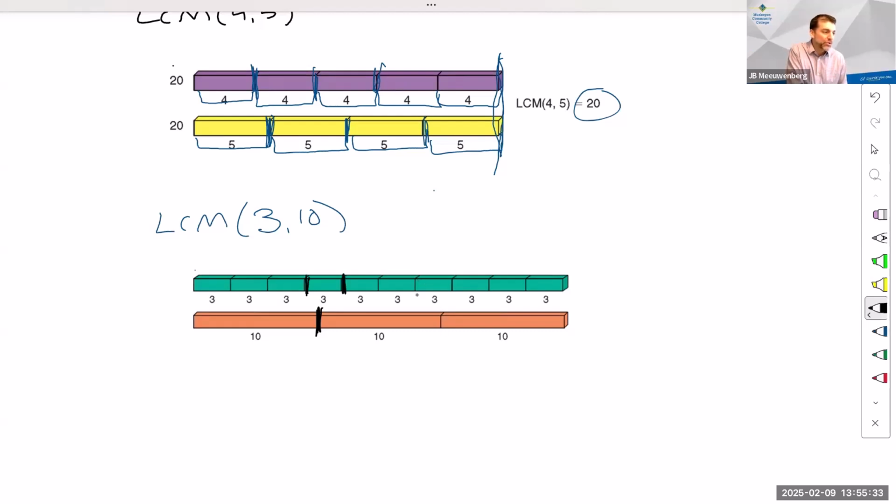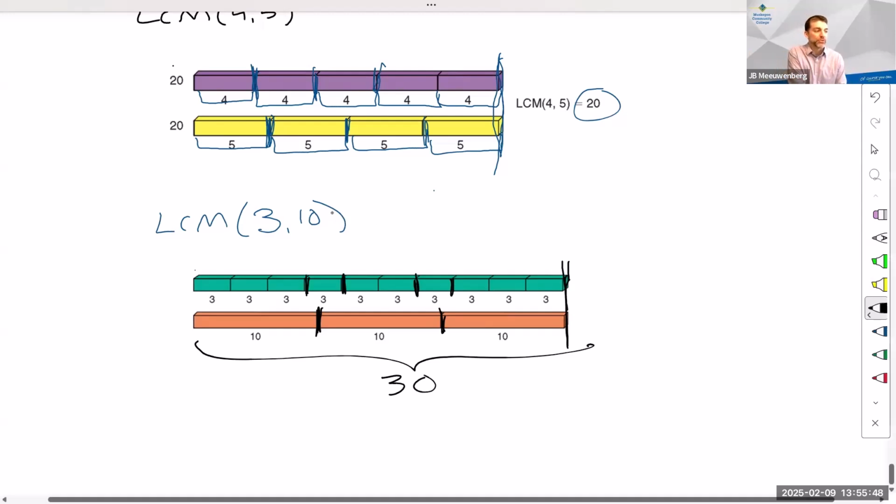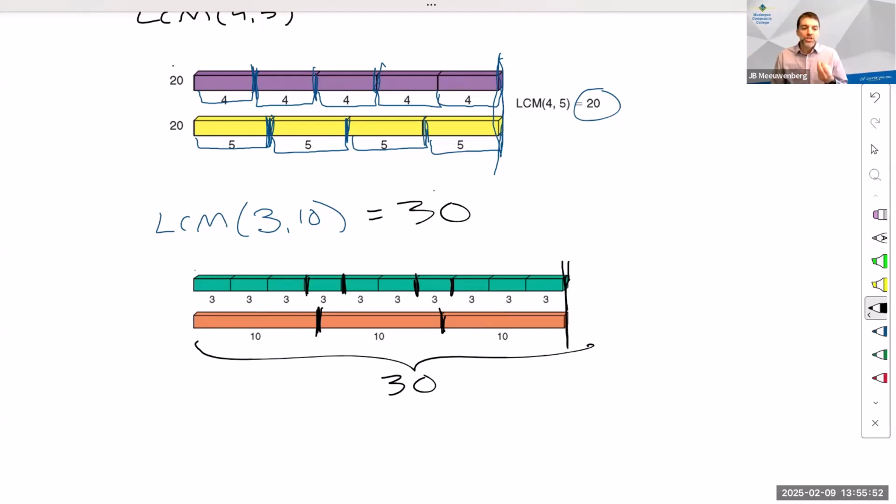So we put more 3s, we put another 10, and again, we don't have anything lining up here. So we put more 3s, we put another 10, and finally, there we go. So this entire length then is 30. So we say the least common multiple of 3 and 10 is equal to 30. So the rods are one method that we can use with a visual. You can use manipulatives of some sort to do that and represent that.